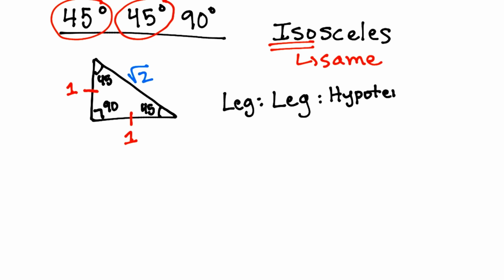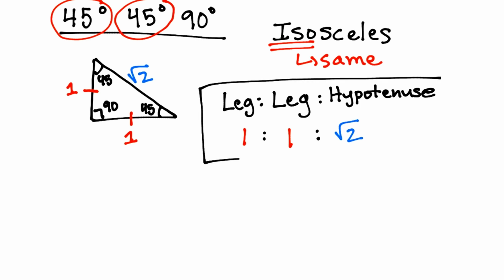We'll write this down as so. And you'll want to make a note card of this because this is a rule that you're going to need to remember. So we'll say the leg is equal to 1. The other leg is also equal to 1. And then the hypotenuse is equal to square root of 2. So this is what you'll want to make a flashcard of and memorize.